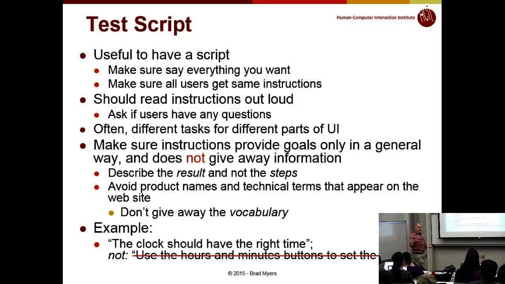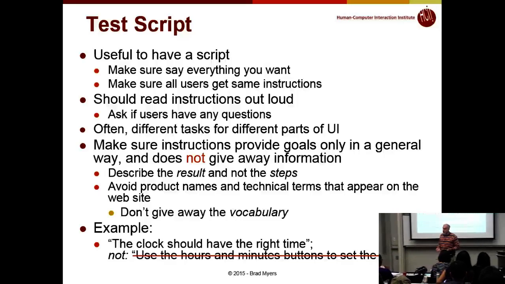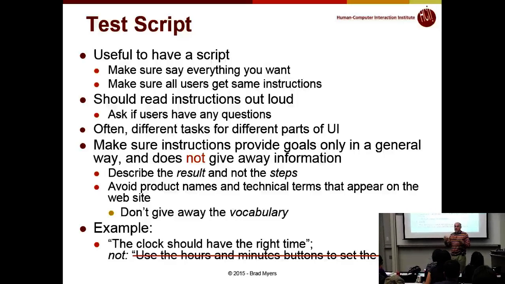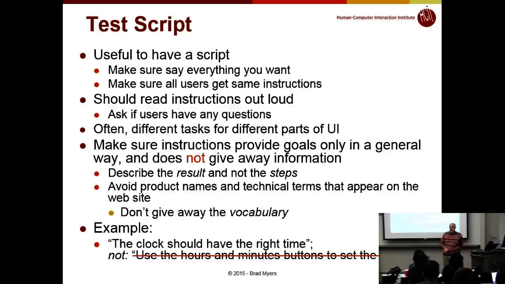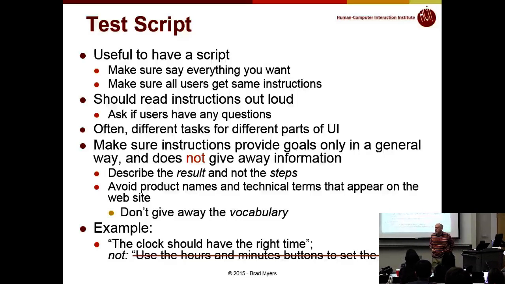This isn't really a coordination test, and it's really not supposed to be a visual search test. You want to know if they understand what to do. So you shouldn't give them the answers in the questions. For example, "use the hours and minutes buttons to set the time." That tells them how to do it. It tells them what buttons to press. That's the wrong way to give the instructions.